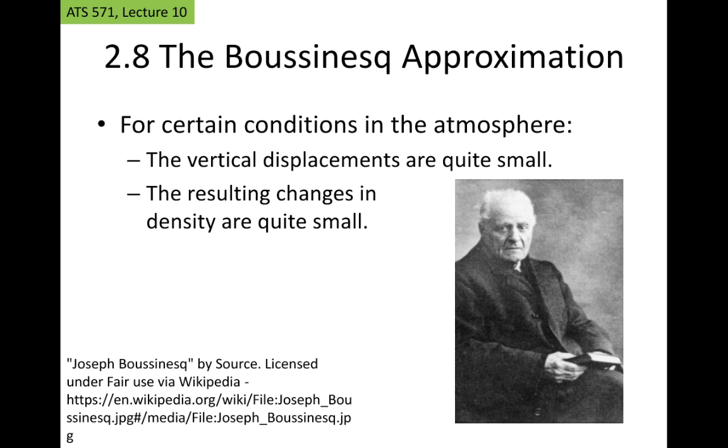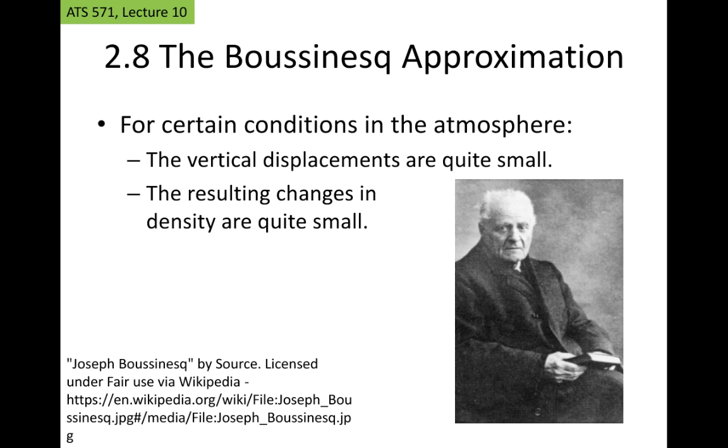Boussinesq said, for a lot of different kinds of flow, the vertical displacement is not really all that big. The flow is mostly horizontal. And as a consequence, if the vertical displacements are small, the changes in density are probably pretty small. Most of the changes in density that the atmosphere experiences are because of vertical displacements. Yes, there can be changes in density due to things like the air parcels warming diabatically, but that isn't going to happen all that much.